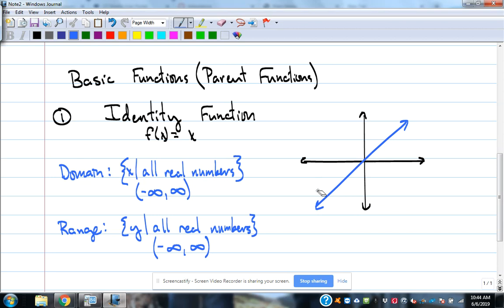The identity function is a straight line that moves up and to the right. It's an increasing function that goes right through the origin. That's the identity function. It's just the most basic linear equation that we can have. The identity function is the first one. All right.